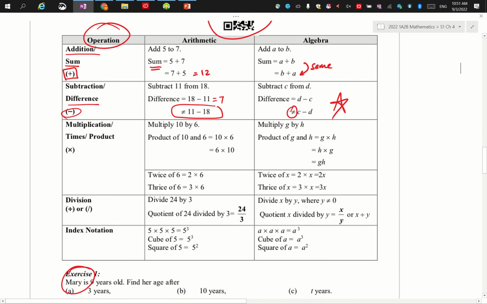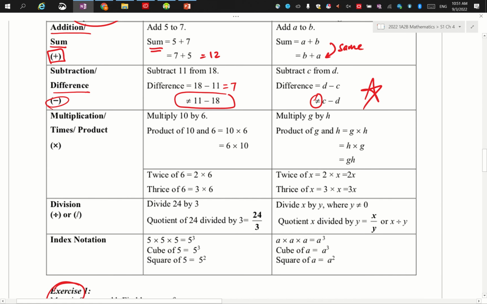The next one we're going to cover is multiplication. Sometimes called times, sometimes called product. You'll see that this is similar to our addition. The order doesn't matter. 2 times 3, 3 times 2, same thing. We can do it for algebra as well. Multiply G by H, you would write G times H or H times G.